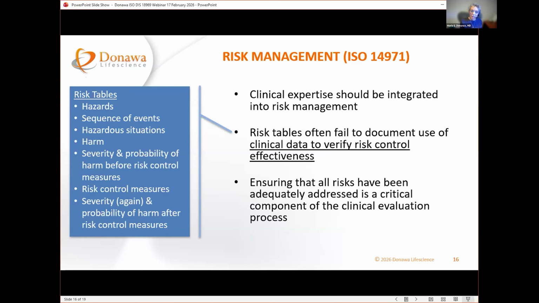If clinical studies have been conducted, and they have, to show that the device works and is safe, from a risk point of view, you really need to indicate where that clinical data applies to a particular risk. And then the last point, ensuring that all risks have been adequately addressed, is a critical component of the clinical evaluation process. Very small statement, very important, very critical. It's one of the areas where one of the most time is spent in clinical evaluation, looking at safety and the information that is backing up that safety.